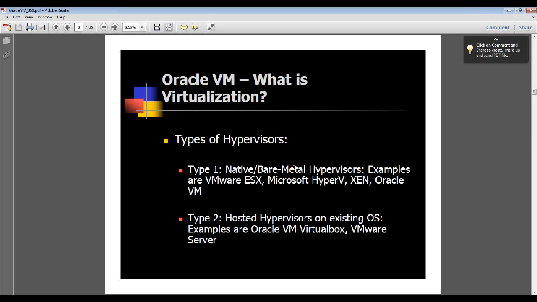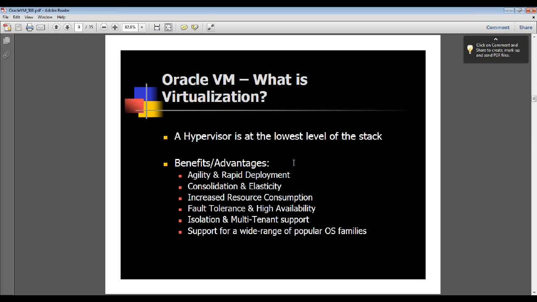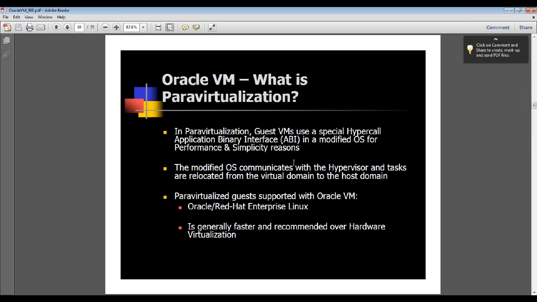There are two types of hypervisors, type 1 and type 2. The notable difference between the two is that the first one sits on bare metal, whereas the second one resides on existing OSs. The greatest benefit, greatest feature, greatest advantage of virtualization is consolidation, resource consolidation, and greater resource consumption and efficiency.